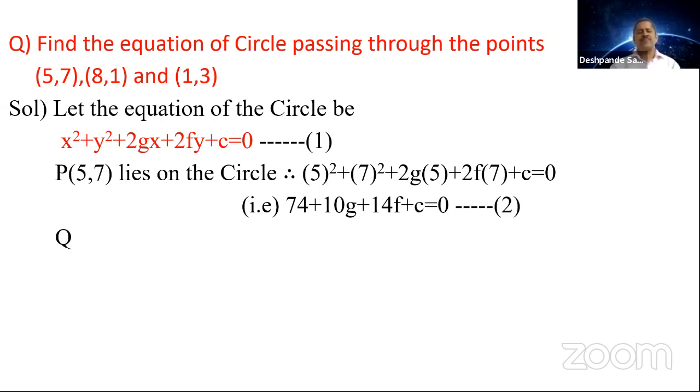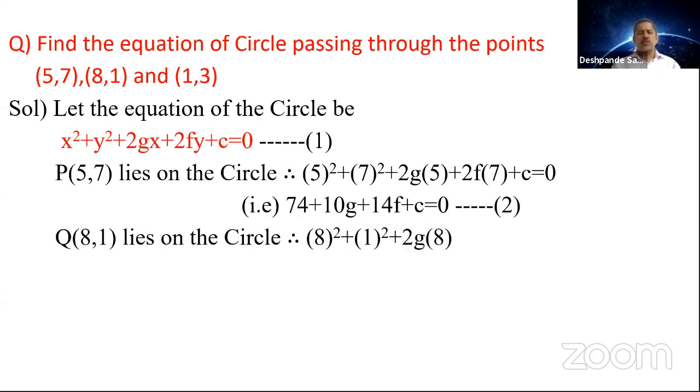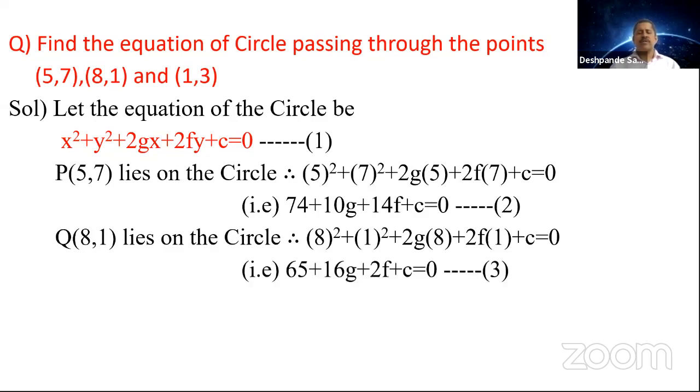Likewise, second point, 8, 1. Substitute in the equation. 8 square plus 1 square plus 2g into 8 plus 2f into 1 plus c is equal to 0. So 8 square is 64 and 1 square is 1, 64 plus 1 is 65, 8 twos are 16g and 2f. So we get 65 plus 16g plus 2f plus c is equal to 0. This is equation 3.